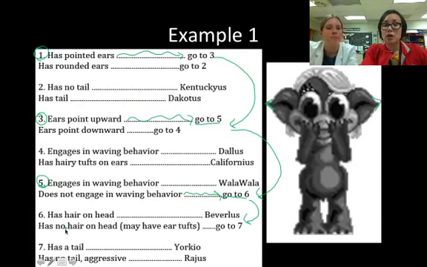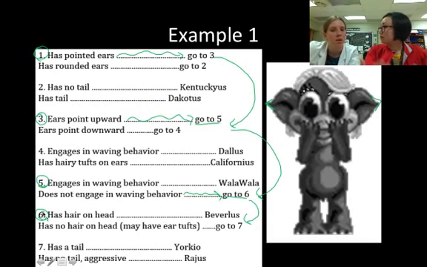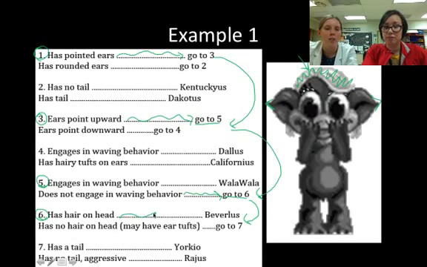All right. So when I go to number 6, I'm doing the same thing again. I have 2 choices, so I'm going to read over my 2 choices. Has hair on the head or has no hair on head, but may have ear tufts. Well, this creature right here definitely has a nice set of hair on its head. So okay, I'm going to go ahead and make that choice and follow it to the end.